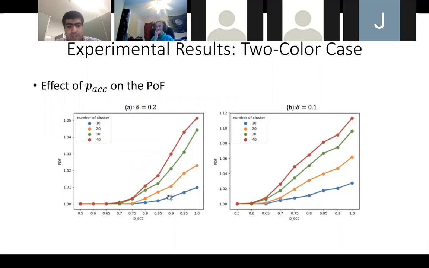As we increase PACC, we see that the price of fairness actually goes up. And we also notice larger values for the price of fairness when delta, the proportion bounds, are set to lower values. That is, the problem is more constraining, and we see that the price of fairness is larger.